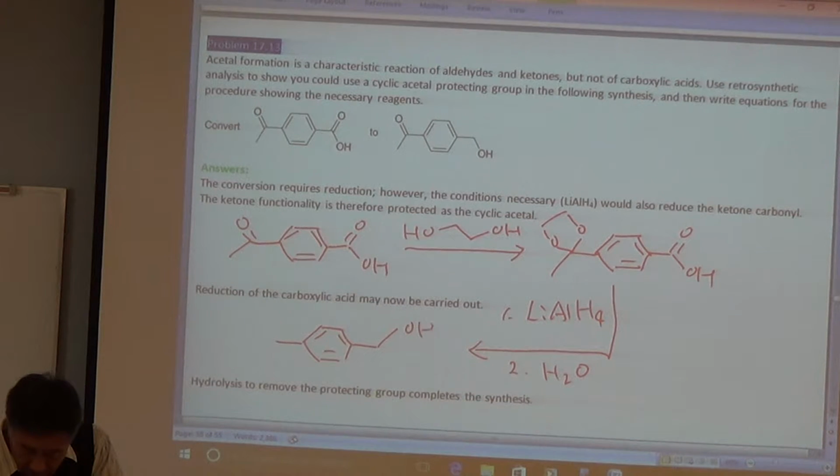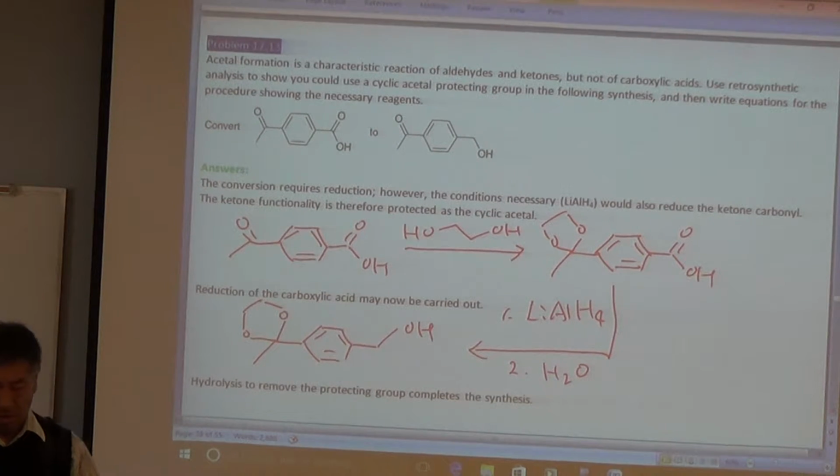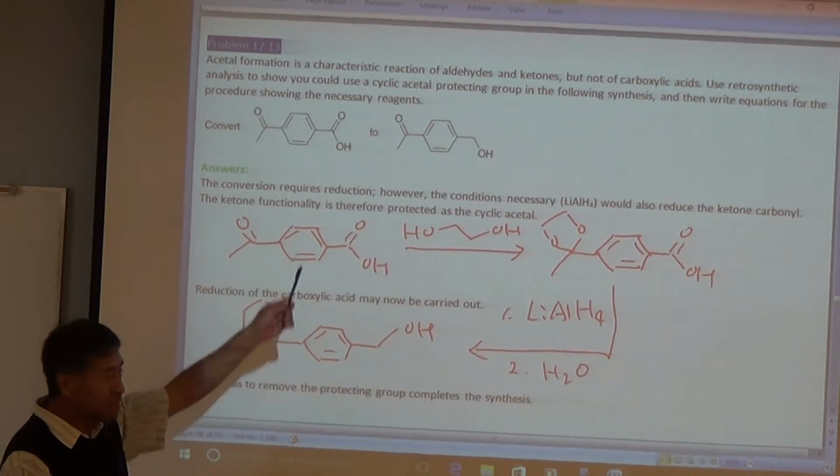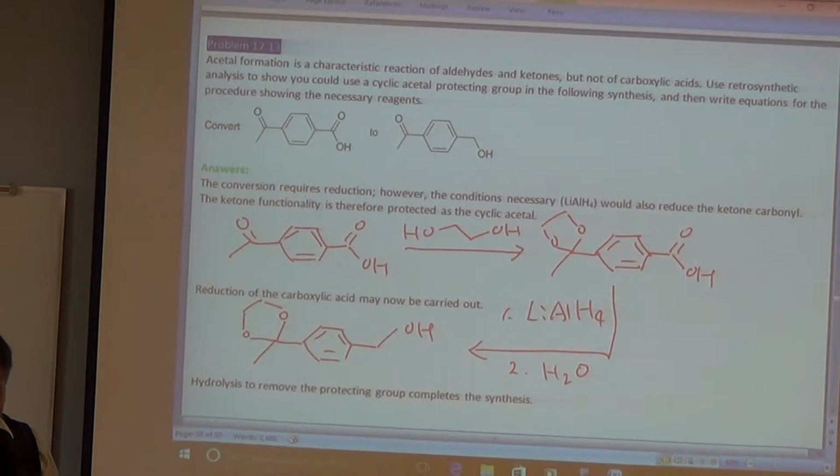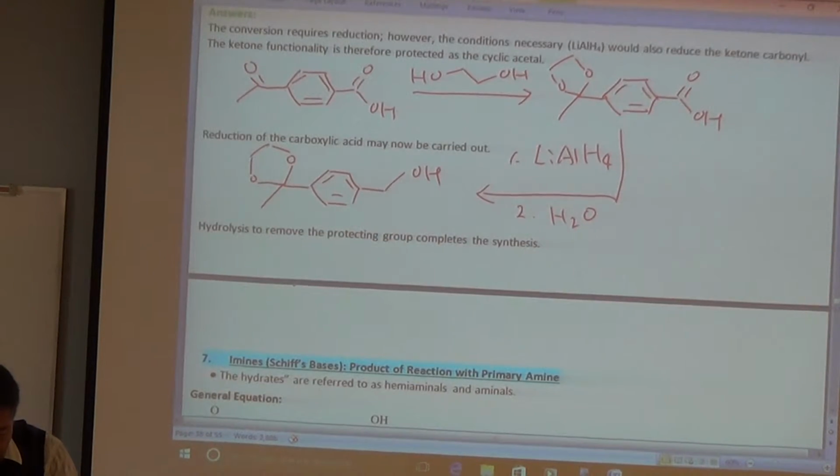So the alcohol is a benzylic alcohol, looking like that. You still have this over here. What you're going to finally produce is that benzyl alcohol with the acetal on the left side. So the final step is to remove that acetal.